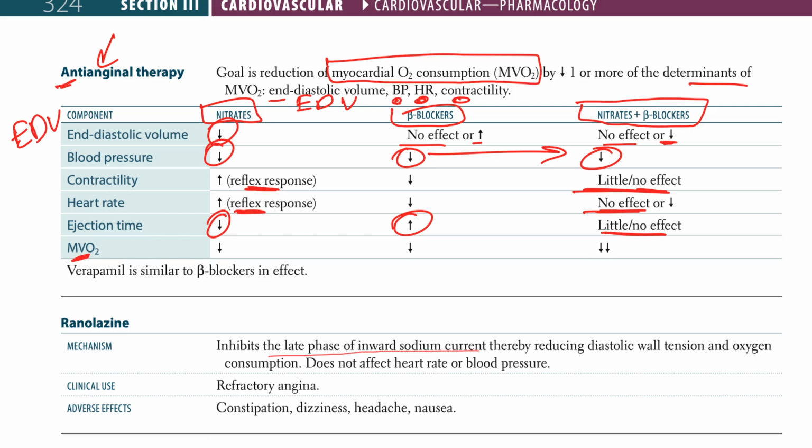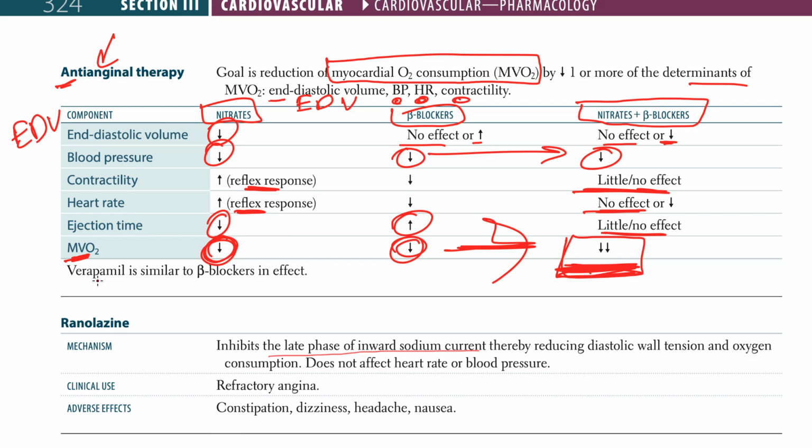Now, as a summary, what's going to happen with MVO2? MVO2 will decrease with nitrates, decrease with beta blockers, but if you give them together, you have a potentiation effect here. You have a decrease in the myocardial oxygen consumption.